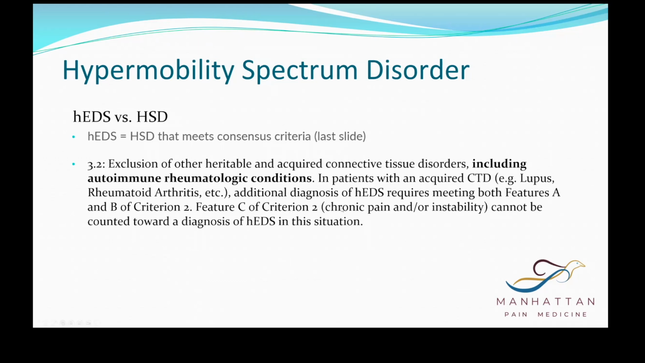So if you do have a primary autoimmune condition like lupus, rheumatoid arthritis, psoriatic arthritis, Sjogren's, any of these things, then you actually have to go back and meet a lot more additional features to satisfy the diagnostic criteria for hypermobile EDS. And most specifically, your parents have to have it.